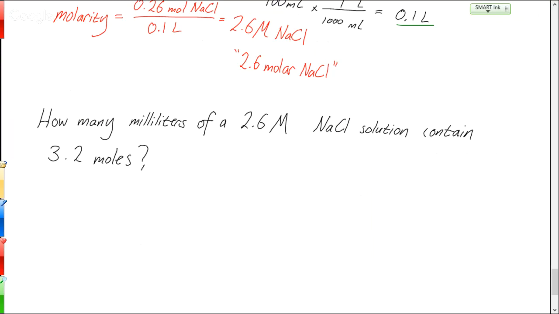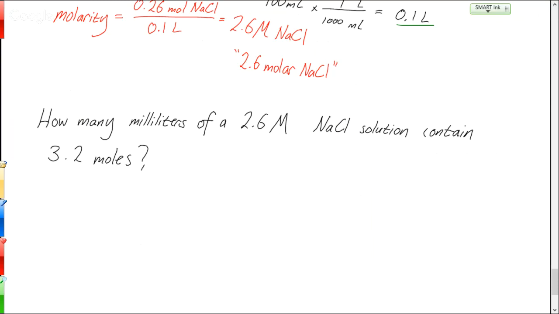Okay. So we've done some kind of calculation with an equation, and we know we need 3.2 moles of NaCl. We look on the shelf, there's a 2.6 molar solution. How much of that solution do we need to get those 3.2 moles of NaCl? This type of a problem is easier, I think, because it's a conversion type problem.